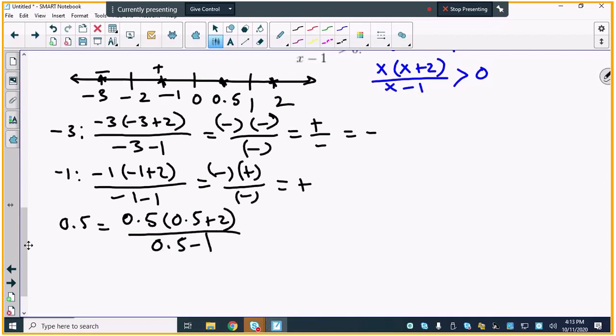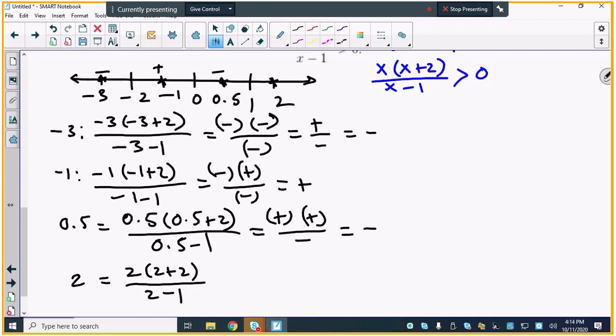So both terms on the top are positive. The term on the bottom is negative. Total sign is negative. Finally, I do it for 2. So I get 2 times 2 plus 2. Both are positive. Over 2 minus 1, positive as well. So positive times positive over positive. So that should be positive.